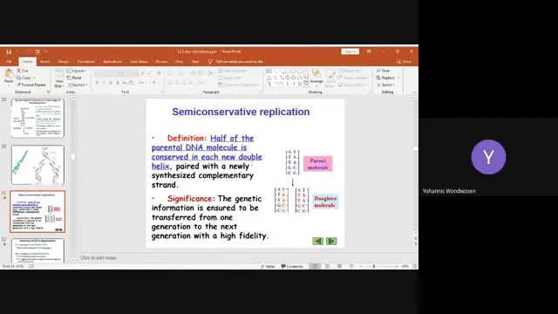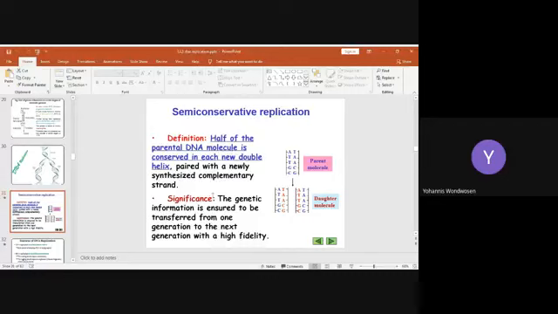That's why we can call the DNA replication semi-conservative: half of the parental DNA molecule is conserved in each new double-strand DNA, or one of the strands of the paternal DNA might be available in the daughter molecule, and one of the maternal DNA strand sequences is available in the daughter molecule. Half goes on one side and half on the other side, so double strands can be formed.